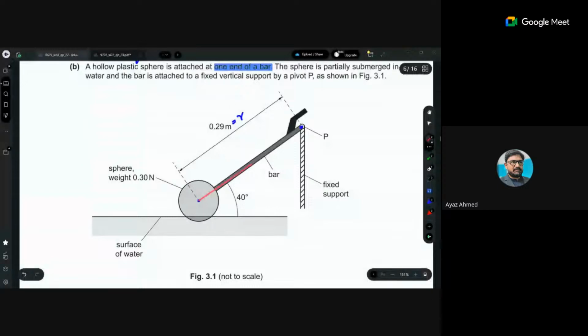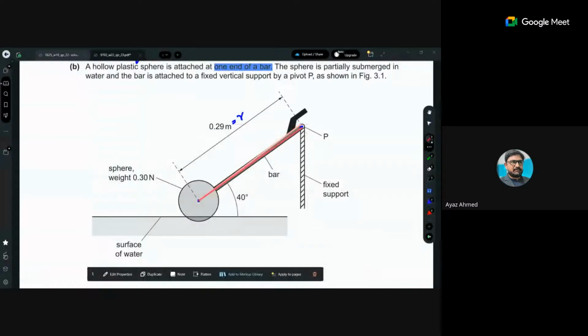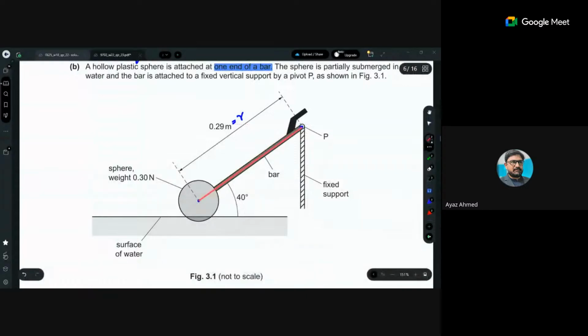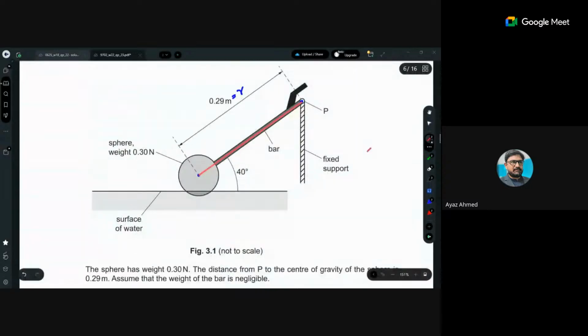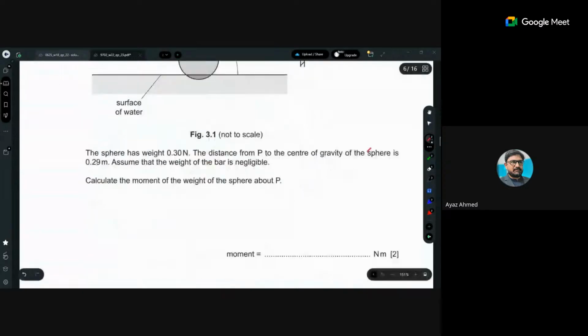ये distance 0.29 मीटर है। There is 40 degree inclination of this system with horizontal. The sphere has a weight of 0.3 Newton. The distance from point P to the center of gravity of the sphere is 0.29 meter. Then assume that the weight of the bar is negligible. ये assumption है इस question की। Calculate the moment of the weight of the sphere about point P.